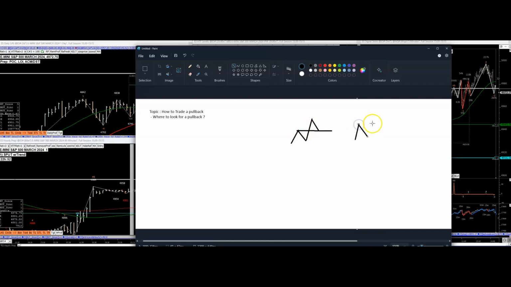Or if you're in this type of situation, you might find the trade here on a spring. That's a spring, by the way, because it's below this low, no follow through and reversal back up. And this is a test of the breakout. And then there are other methods, right? There's what they call this? Demand zone.